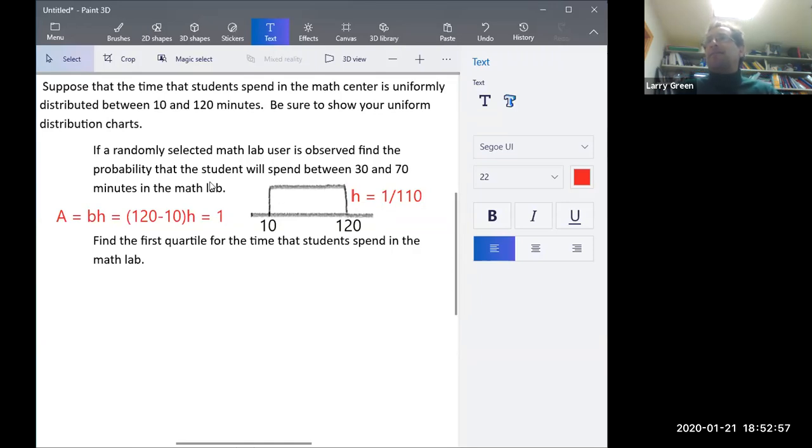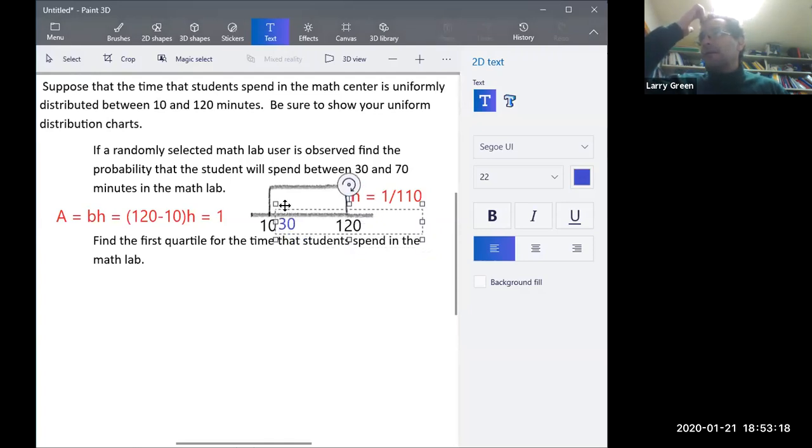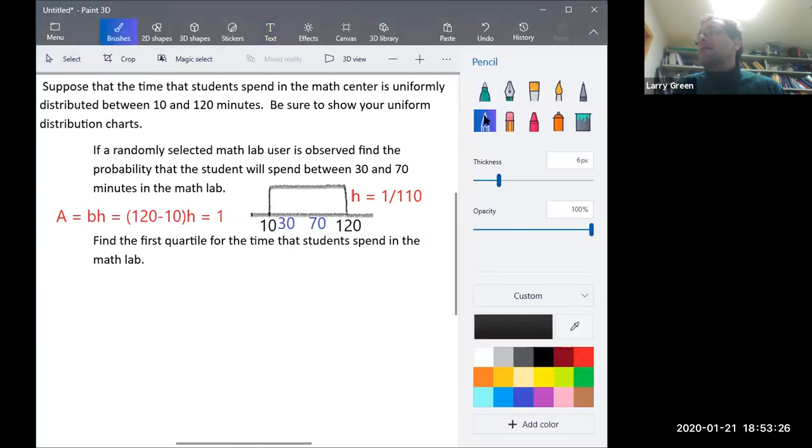All right, now let's answer the first question. We want to find the probability the student will spend between 30 and 70 minutes. So now what I'm going to do is let's mark those 30 and 70, and draw the picture. So it goes from 30 to 70, and I want to find that area.